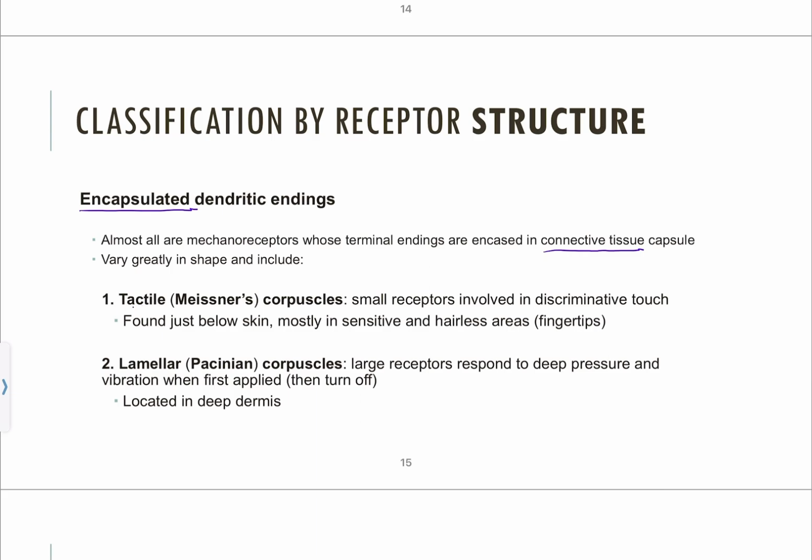One of the encapsulated receptors is the tactile or Meissner corpuscle, a small receptor involved in discriminative touch, found just below the skin, mostly in sensitive and hairless areas like your fingertips and the soles of your feet. We also have lamellar or Pacinian corpuscles, which you also identified in the integumentary system. These are much larger receptors located a little deeper, so they respond to deeper pressure. If we sense vibration or pressure down there, that's picked up by the lamellar or Pacinian corpuscle.